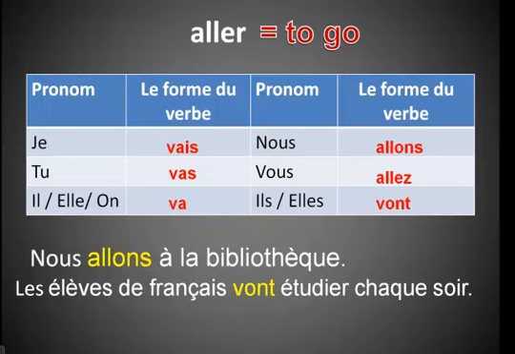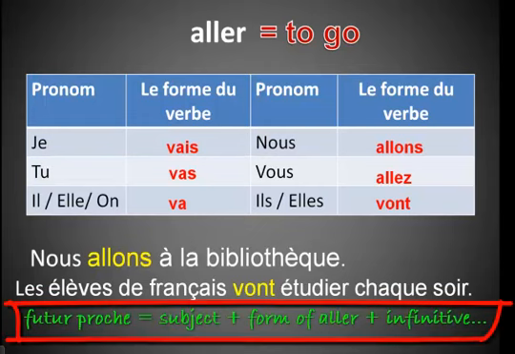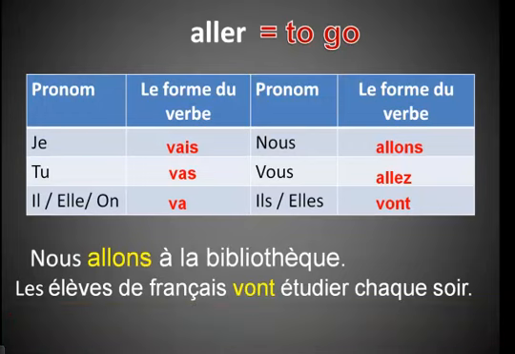In those instances where we want to talk about something going to happen, you use a conjugated form of the verb aller, and then you use an infinitive of whatever action isn't happening now, but is going to happen. We call that le futur proche, or the close future.